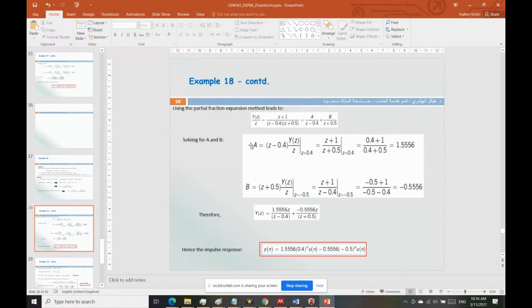So we use the rule to compute a. We multiply by z to the power minus 4, and then we evaluate at 0.4, the first pole. So the result is 1.55. Then for b, we do the other pole. We multiply by z plus 0.5. We evaluate at minus 0.5. And so the result is minus 0.55.